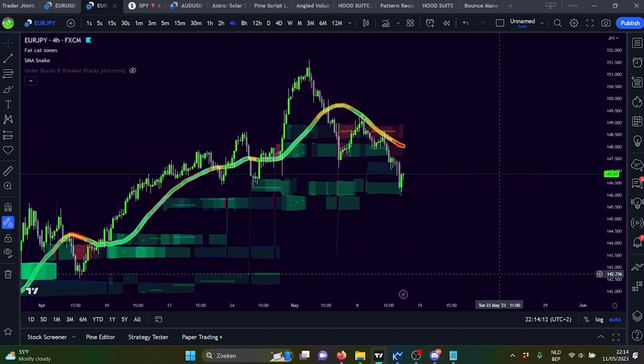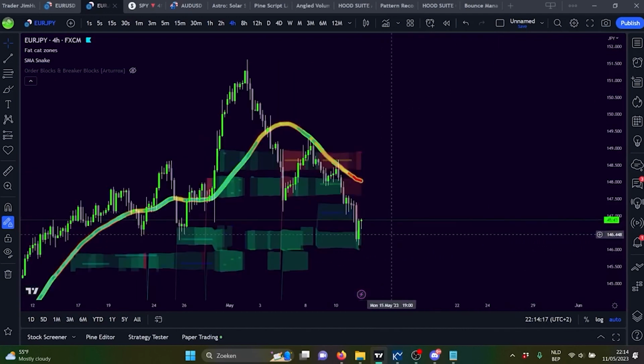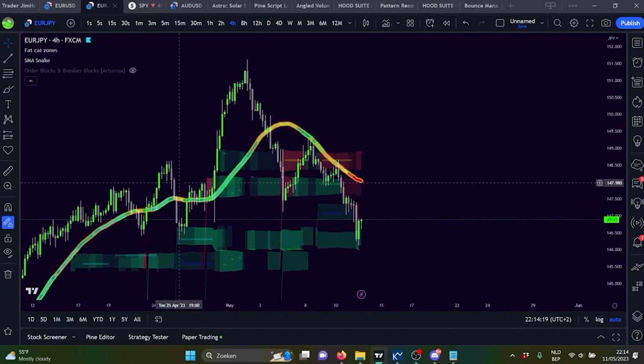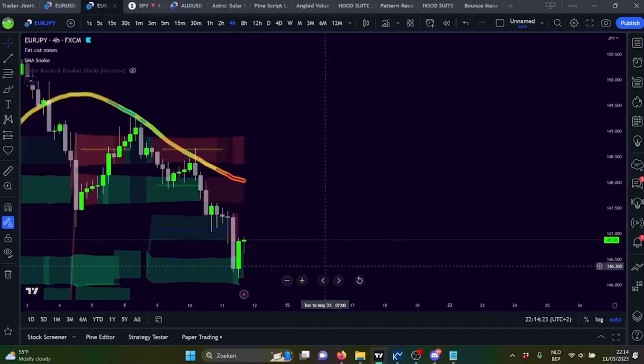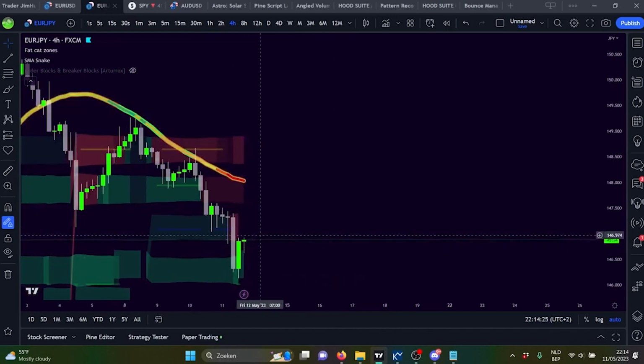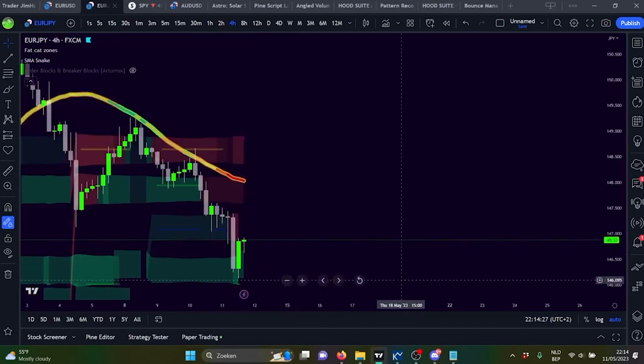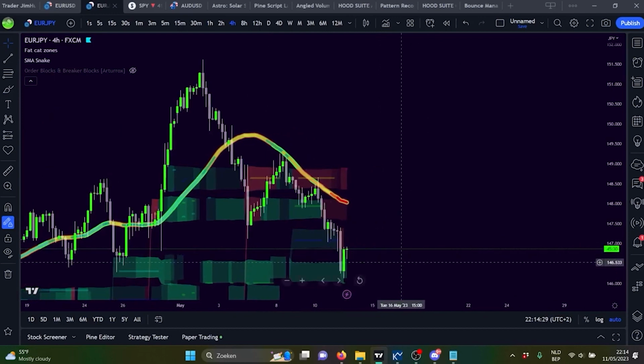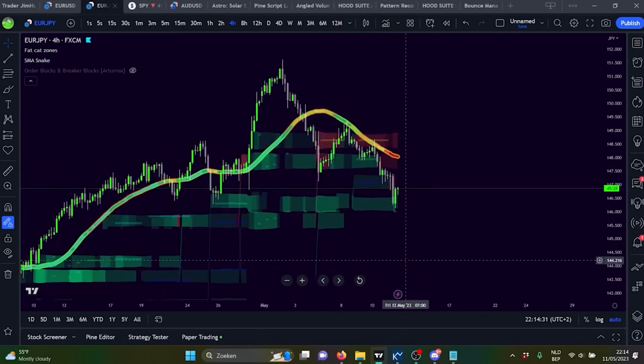Euro GPY. Let's look at this. We got the previous 4-hour candle looking very bullish. We just opened this 4-hour candle. It's looking a bit like consolidation. It's looking more like price will consolidate there, so not entering.